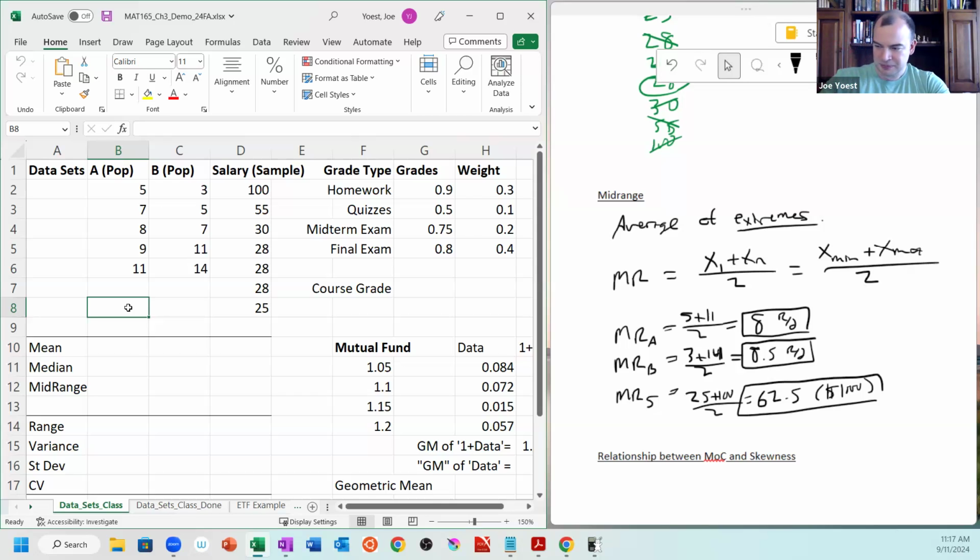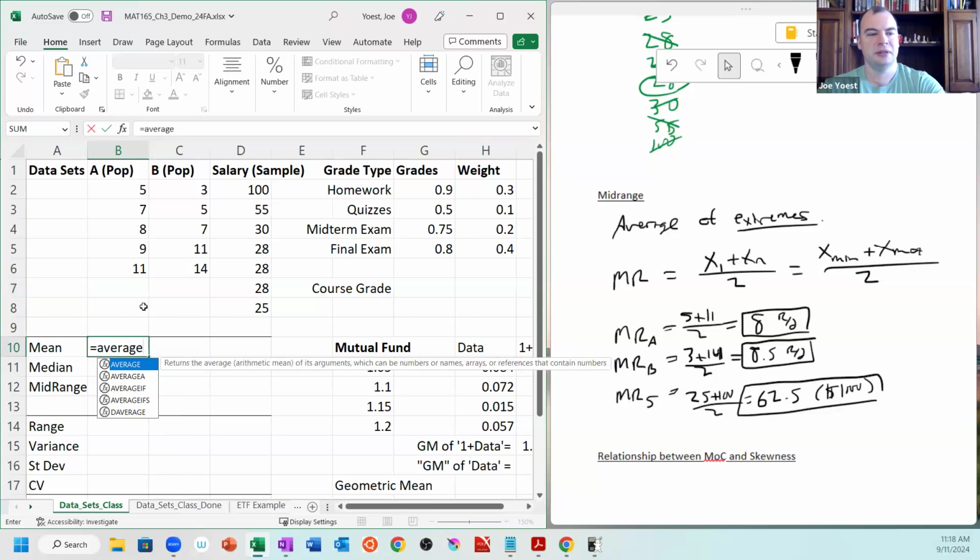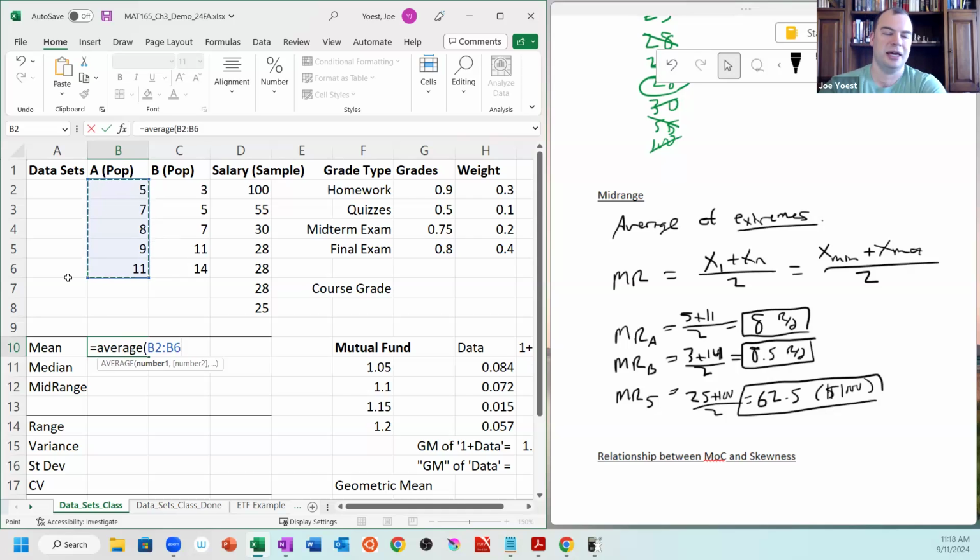Okay, so let's compute our three measures of center for our different data sets. So for the mean, I can do equals average. The Excel function that computes the mean is called average. So equals average. And then I will select the data that I'm interested in, say Ashley's data.